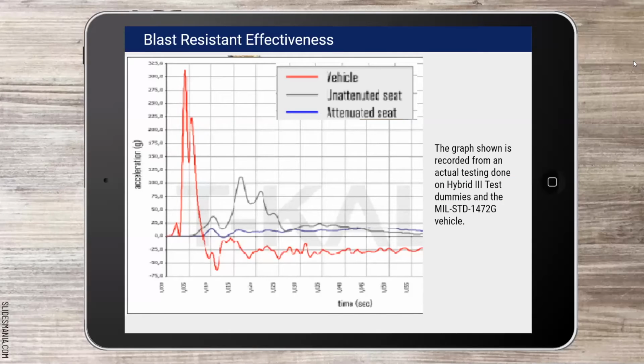To visualize the blast-resistant effectiveness, here's a graph from testing conducted on Hybrid III test dummies and the MIL-STD-1472G vehicle. This is done to show the difference between a vehicle that had unattenuated and attenuated seats. The vehicle itself in an IED blast suffers a great amount of damage. However, the most important thing in this situation is to protect the occupants inside. When a seat is unattenuated, which does not have the shock absorbers at their most capacity, the amount of force is much greater than with an attenuated seat. This is the difference between a life and death situation for the occupants.